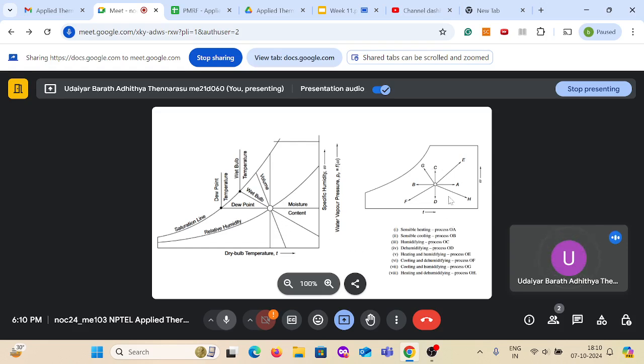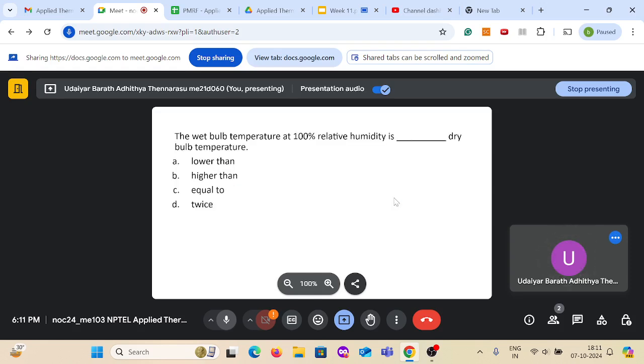Then heating and humidifying is denoted by OE. Temperature is rising, and with humidifying your specific humidity will rise. So connecting these two processes gives heating and humidifying. Similarly, there is cooling and dehumidifying, and so on. You just have to go along a direction for heating and then humidifying or dehumidifying. That will give you the process. These are generally the processes which you will encounter. So with that we'll move on to some MCQs.